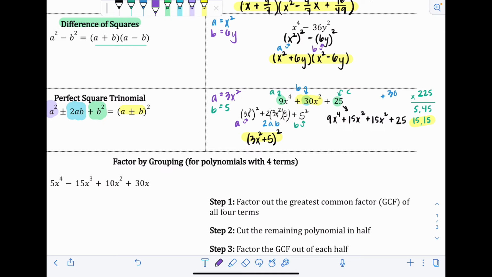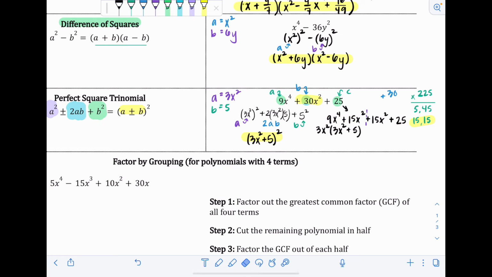And now we factor by grouping, so we cut this in half and we factor the GCF out of each half. From the first half, 9x to the fourth and 15x squared, the GCF of 9 and 15 is 3, and between x to the fourth and x squared, I can factor out an x squared. When I pull it out of 9x to the fourth, it leaves me with 3x squared, and when I divide it out of the 15x squared, it leaves me with 5.